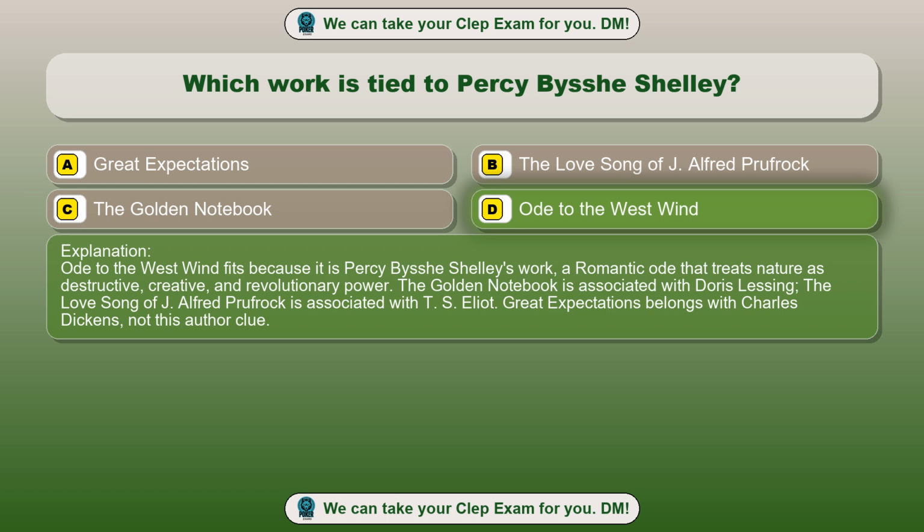Ode to the West Wind fits because it is Percy Bysshe Shelley's work, a romantic ode that treats nature as destructive, creative, and revolutionary power. The Golden Notebook is associated with Doris Lessing. The Love Song of J. Alfred Prufrock is associated with T.S. Eliot. Great Expectations belongs with Charles Dickens, not this author clue.